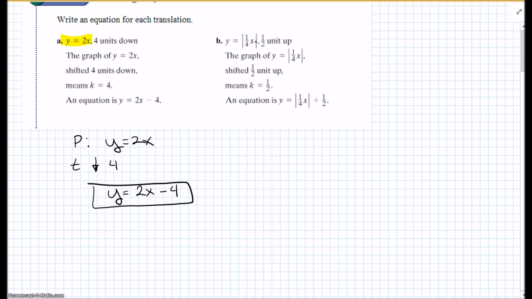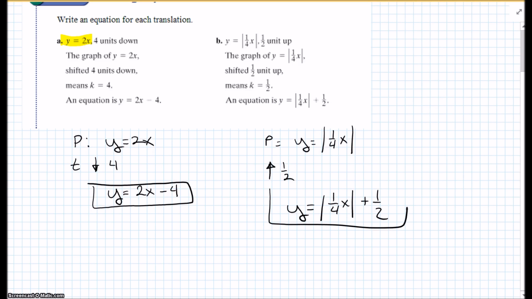Pretty simple. All right. The next one, the parent function is going to be y equals the absolute value of 1/4 x, and we need to translate it up a half a unit. So our new answer is just going to be y equals the absolute value of 1/4x plus 1/2. So pretty self-explanatory on those.